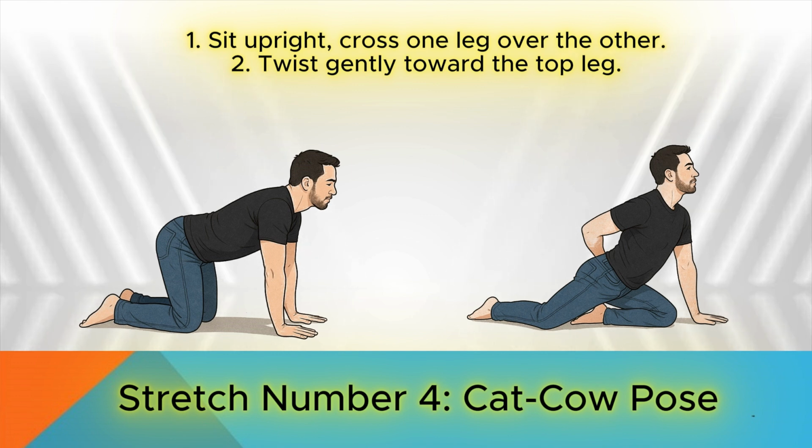It involves arching the back, cat, and then dipping it, cow, while on hands and knees. This movement warms up the spine, loosens tight muscles, and encourages better posture. The tip to make this pose more useful is to breathe deeply, inhale as you arch, exhale as you round, and move slowly to get the most benefit from each motion.